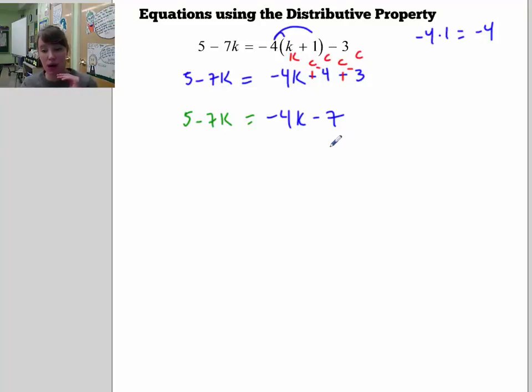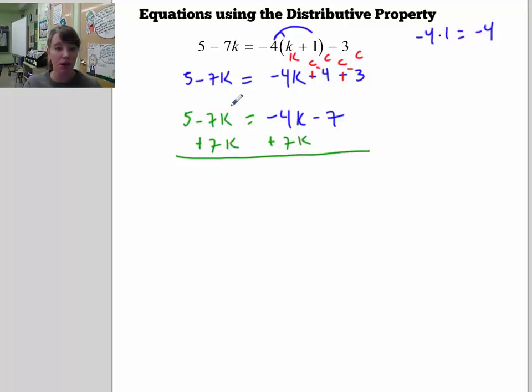Okay, I cannot tell you how many times students start to try to work with equations when they're not simplified expressions on both sides, and they get totally confused about what to do. So make sure that you've simplified each side first before you start moving things from one side to the other. Okay, here I'm going to add 7k to both sides because that in the end gets me that positive 3k.